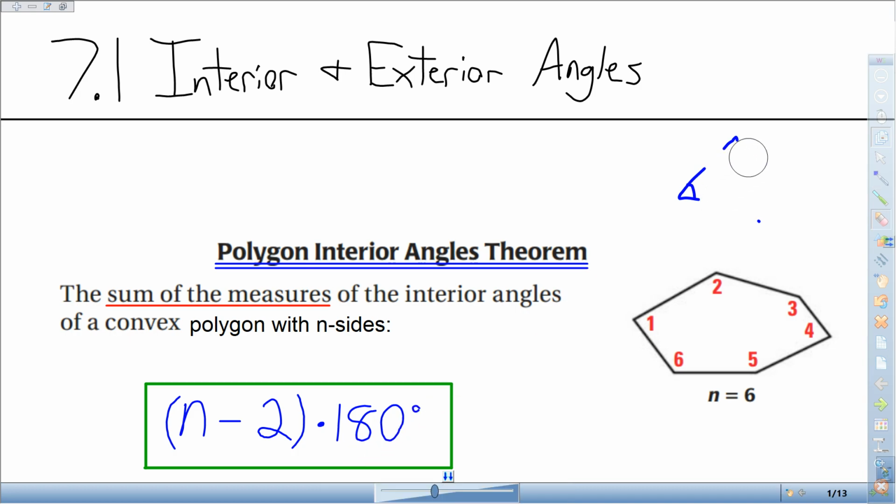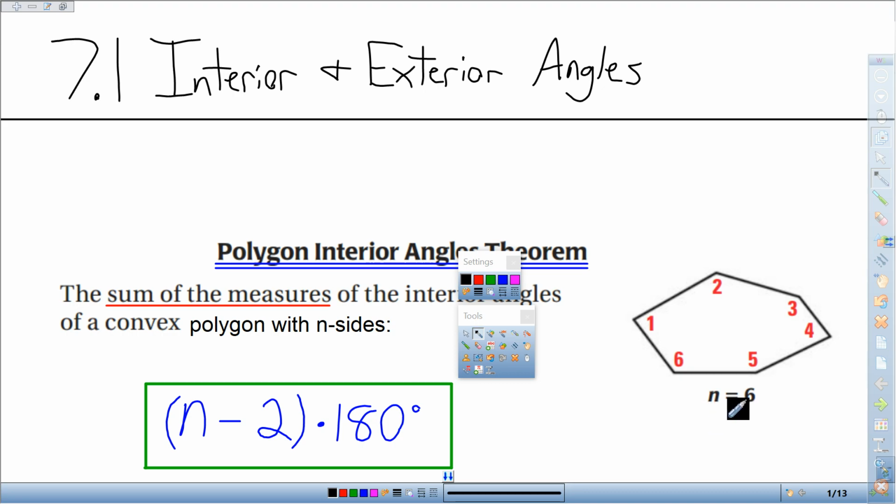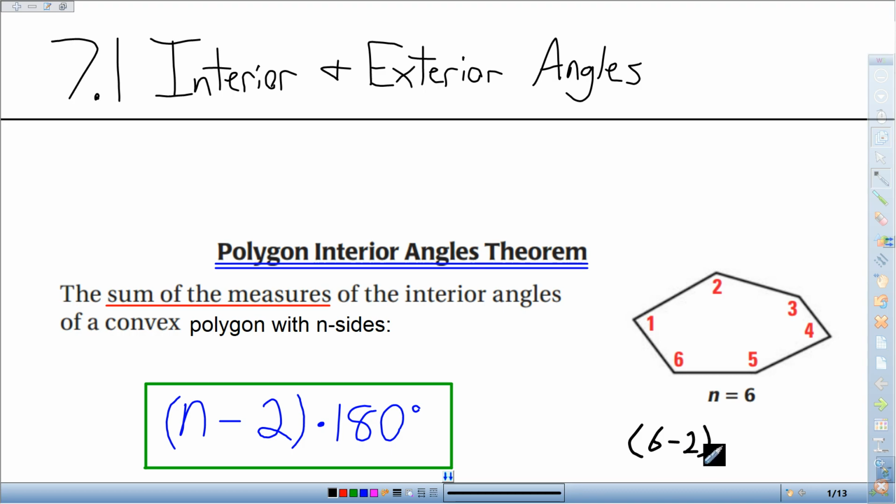All right. But what about something that has, say, six sides? Okay, let's use this as our first example. Let's just go ahead and plug it in. This thing has six sides, or you can think of it as also having six angles. I think of it as sides. But let's plug it in. So 6 minus 2 times 180.